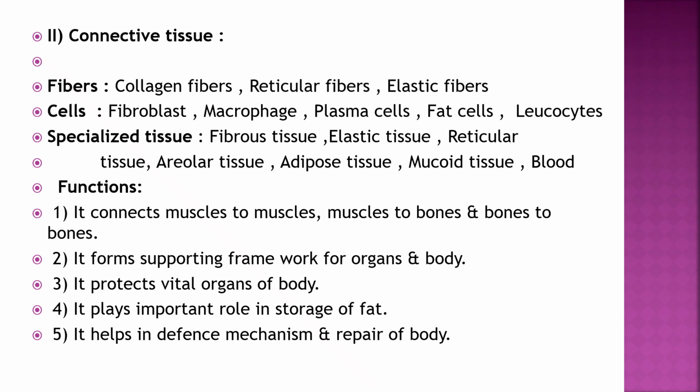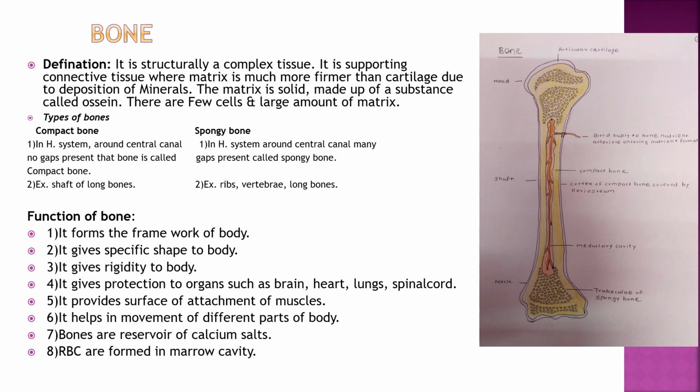So cartilage is of three types: hyaline, fibrous and elastic cartilage. The function of connective tissue and cartilage is connecting systems, covering, protection and shock absorption by adipose tissue. Third is osseous tissue. It is mainly bone, and bone is of two types: spongy and compact.